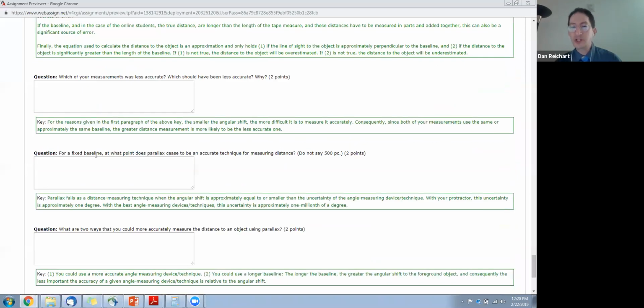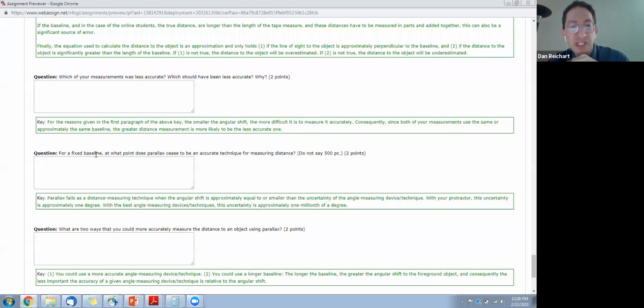Then we have some questions that are designed to make them think a little bit. Which of their measurements was less accurate? Which should have been? The more distant one should have been, but we ask why. The smaller the angular shift, the closer the angular shift is to the precision of the measuring device, that's where you're going to have your difficulty.